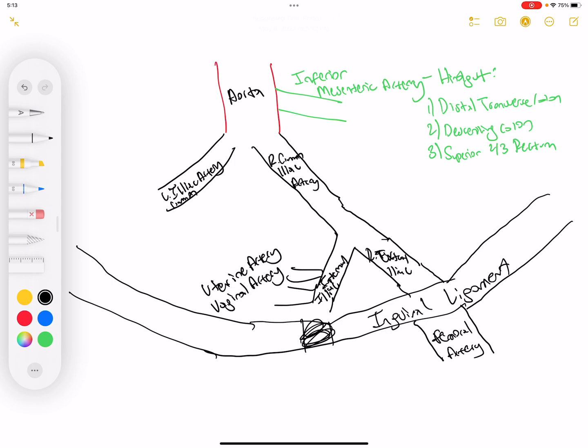Now, right before crossing or being below the inguinal ligament, the external iliac artery is going to branch, and it is going to give off a branch to the inferior epigastric artery. Okay, the inferior epigastric artery is important because it supplies the interior abdominal wall below the umbilicus.